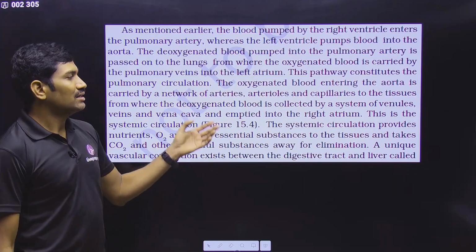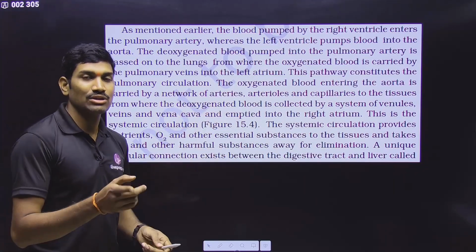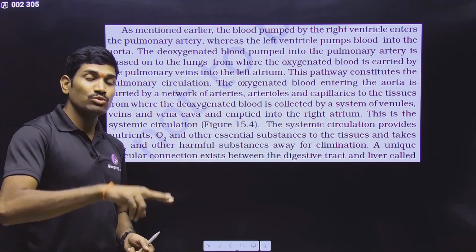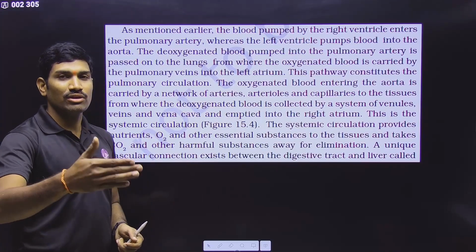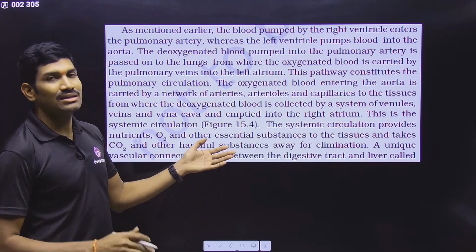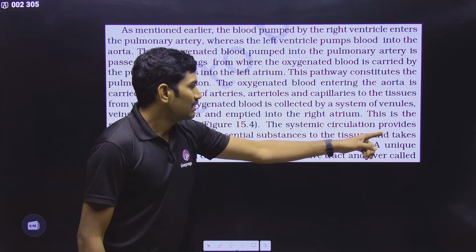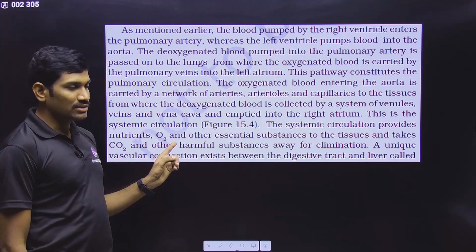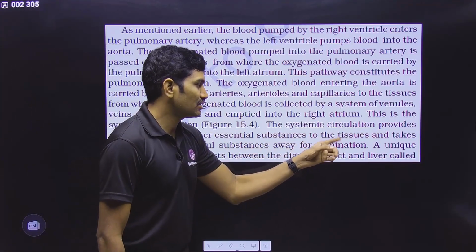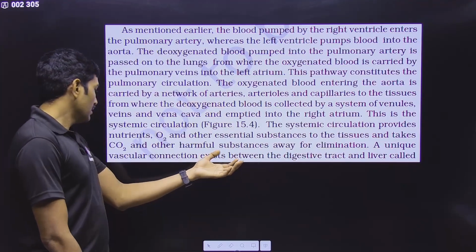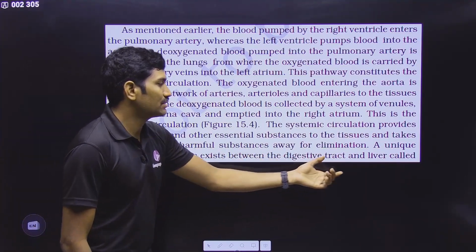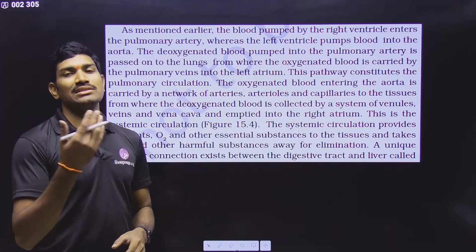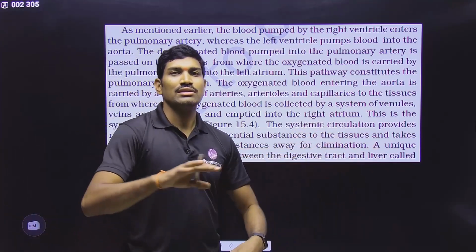Blood passes two times through the heart when you compare from tissues to tissues. That's why it is called double circulation. Next, the systemic circulation provides nutrients, oxygen, and other essential substances to the tissues, and takes carbon dioxide and harmful substances away for elimination. This is the function of this blood circulation.